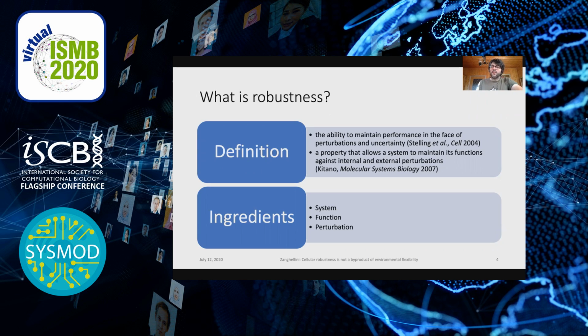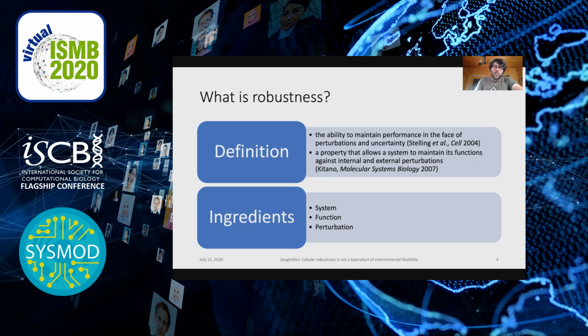First of all, we need to have a system. Otherwise, we can't talk about robustness, because a single unit is not robust. It's just that single unit. We also need to have a function. That function is what is measured against the robustness, or that gives rise to the observed robustness. And we need to perturb our system in order to see if the system is robust or not.